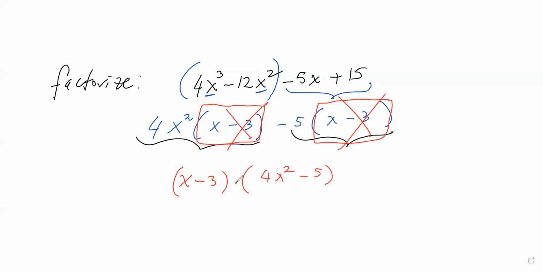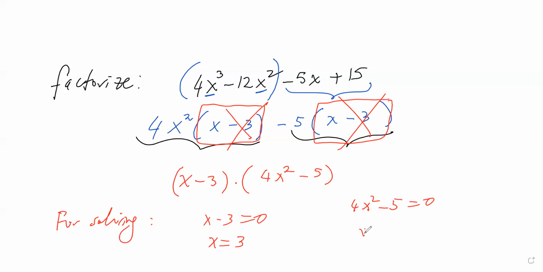If you go one step further and solve this, so let's say we're solving this polynomial, then you will have to set this to 0. So for solving, you can just do x minus 3 equals 0, and this would give you x equals 3. And then you can do 4x squared minus 5 equals 0, and 4x squared equals 5.